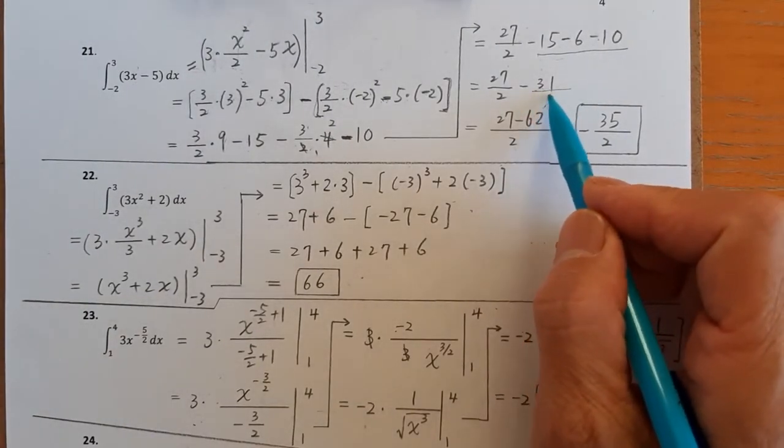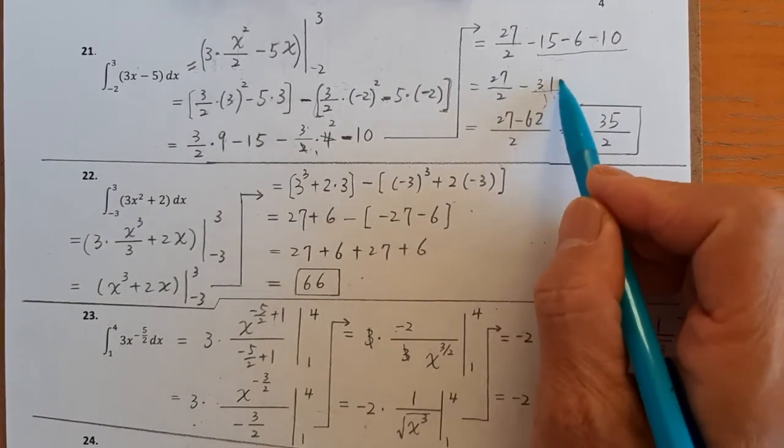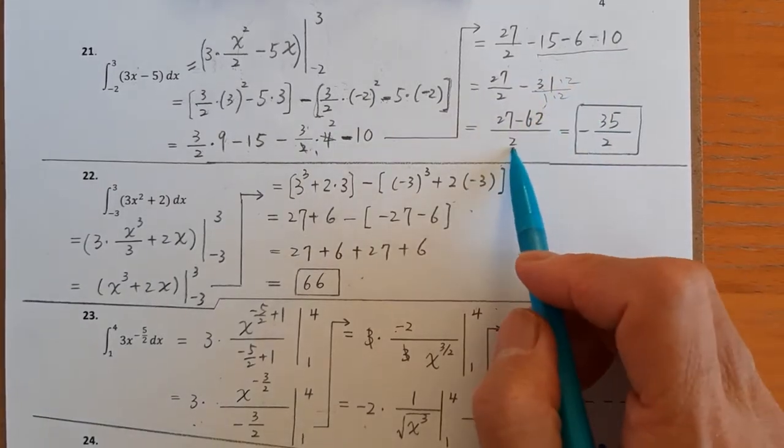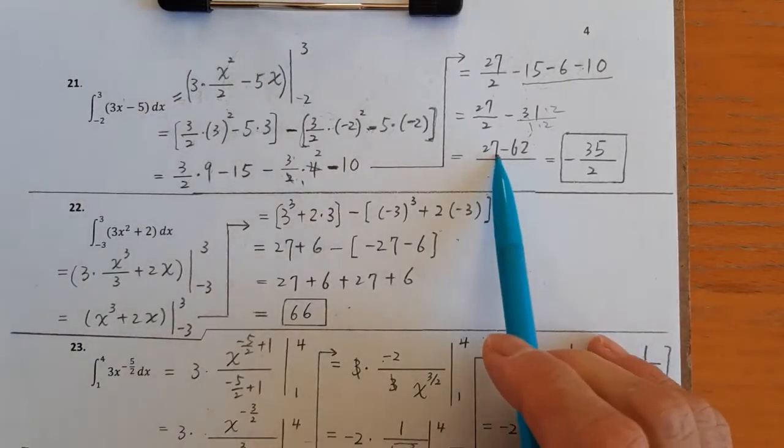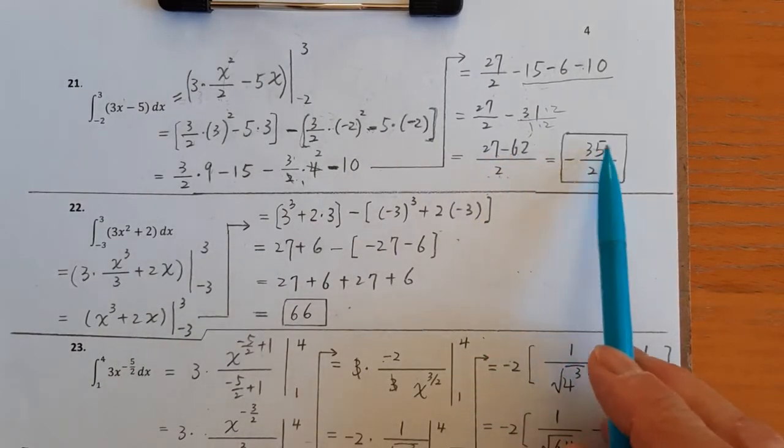31 is 31 over 1, times 2 on both sides, get 62 over 2. With the same denominator 2, it's 27 minus 62. You will get negative 35 over 2.